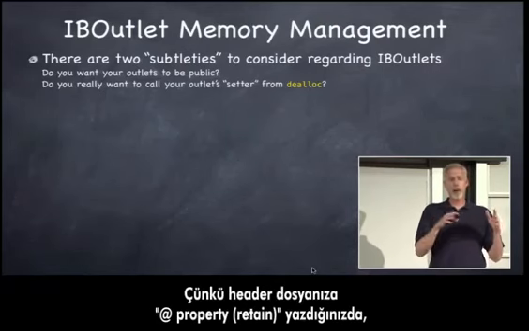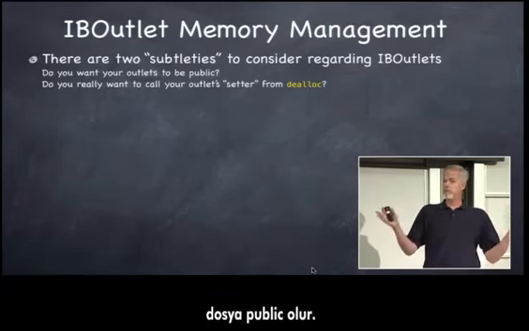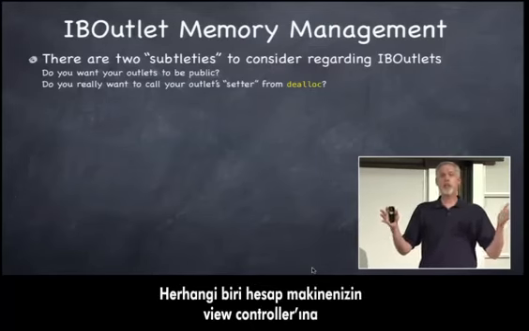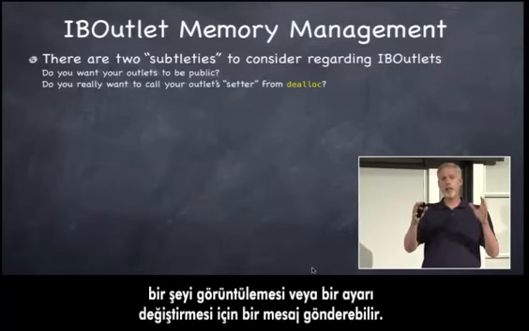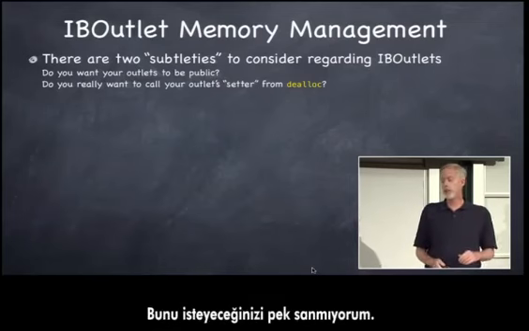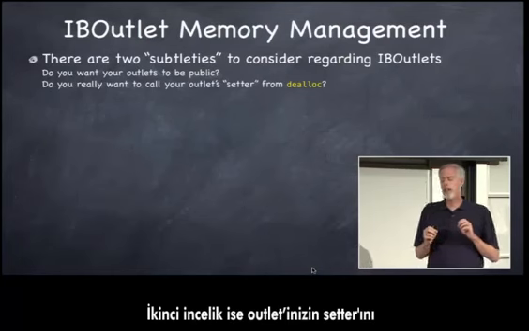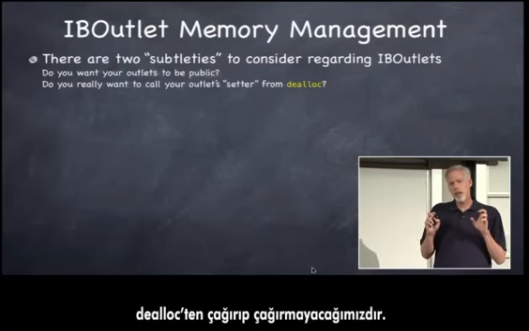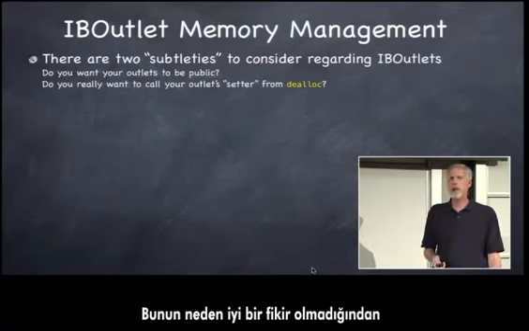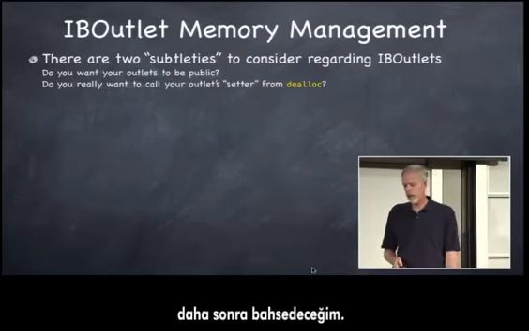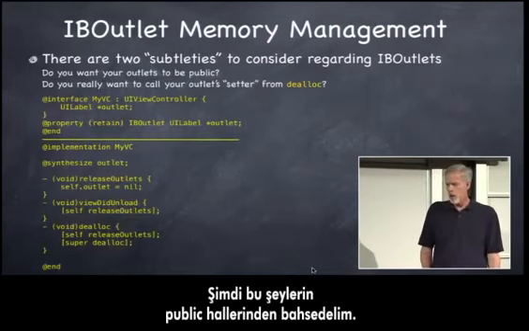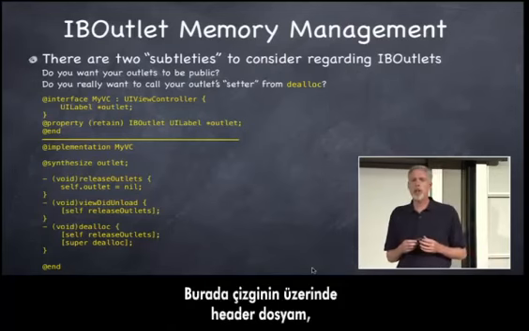Because if you put @property retain in your header file, they're public. Somebody could send a message to your calculator view controller's display and set something in there. Not clear that's what you want. And then number two is, do we really want to be calling our outlet's setter in dealloc? And I'll talk about why that might not be such a good idea necessarily.